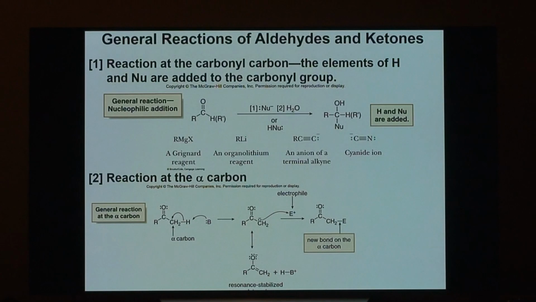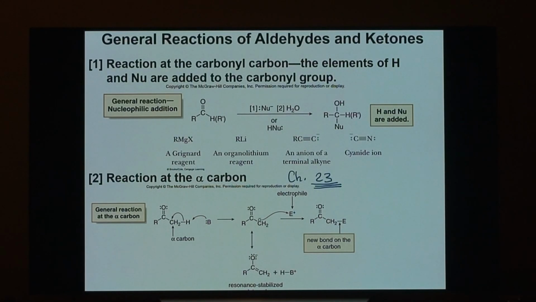Okay, so as I said, reactions of aldehydes and ketones are two parts. Part number one is the one that we're discussing in these two chapters. Reactions at the alpha carbon, this is going to be chapter 23. So we're going to hold on to that until chapter 23.